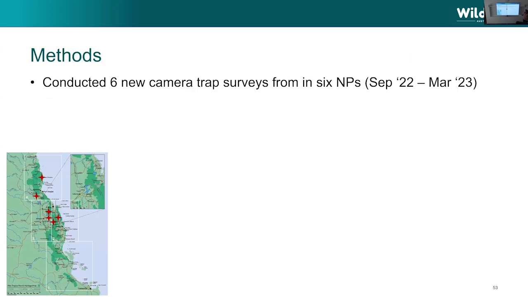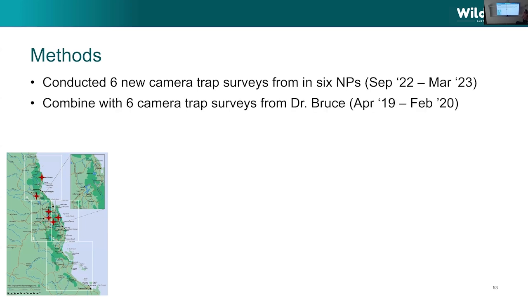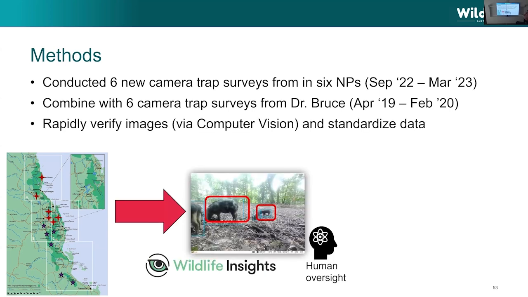So for this project, I conducted 6 new camera trap surveys from 6 national parks that was completed last year. I combined this with 6 camera trap surveys from Dr. Tom Bruce, who was studying feral cats as part of his PhD at JCU. And then we rapidly verified these images using artificial intelligence from Wildlife Insights, where they have computer vision that automatically recognizes what species is in our images.